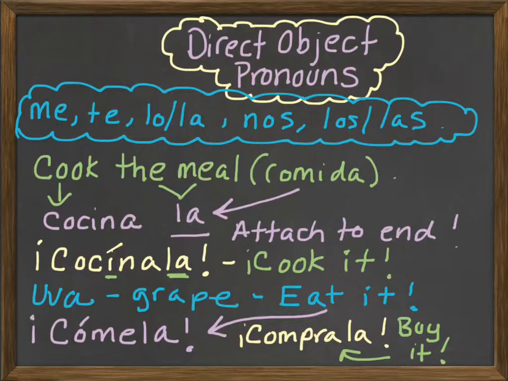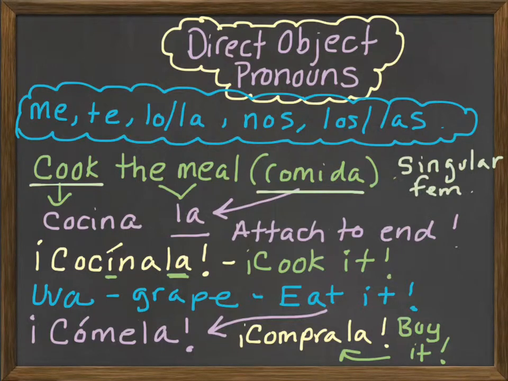So, for affirmative commands with direct object pronouns, just form your command the same way that you always have been. So, cook the meal. Cook comes from the verb cocinar, so you get cocina. I'm talking about the meal, and the meal in Spanish is la comida. So the direct object pronoun, remember, replaces comida. It has to be singular, and it has to be feminine, because comida is singular and feminine. See, it ends in an A, and there's no S. That means, up here, here's all your DOPs, your direct object pronouns, right here in this blue cloud. Which one is singular and feminine? Well, it's right here, and that is how you say it.